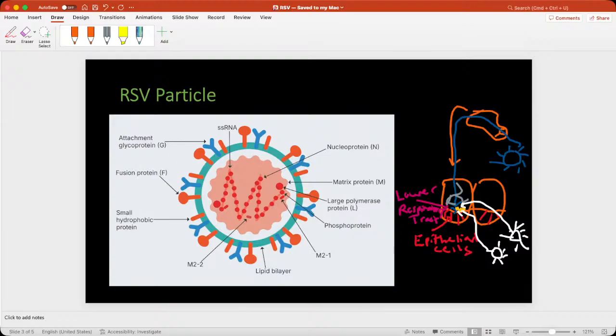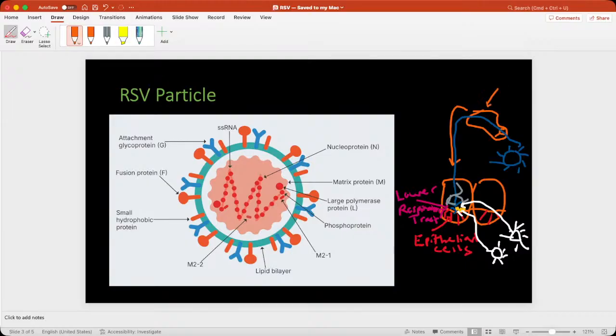So you can see here, the main one that we focus on is the fusion protein, which is F. Why do we say that? Because the fusion protein F is the one that will attach to the epithelial cells of the lower respiratory tract. In this case, as you can see in the drawing on the right, I kind of wanted to make the illustration a little bit better.